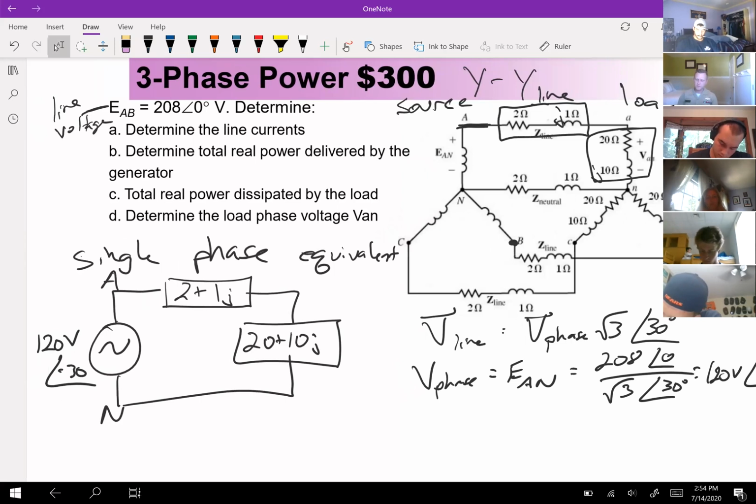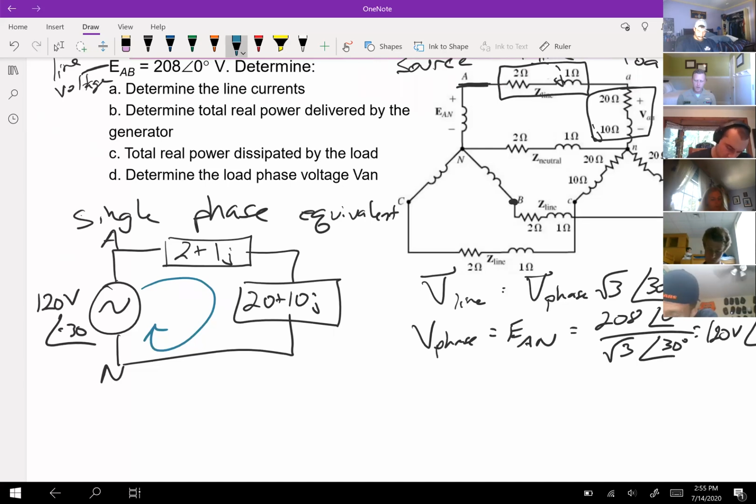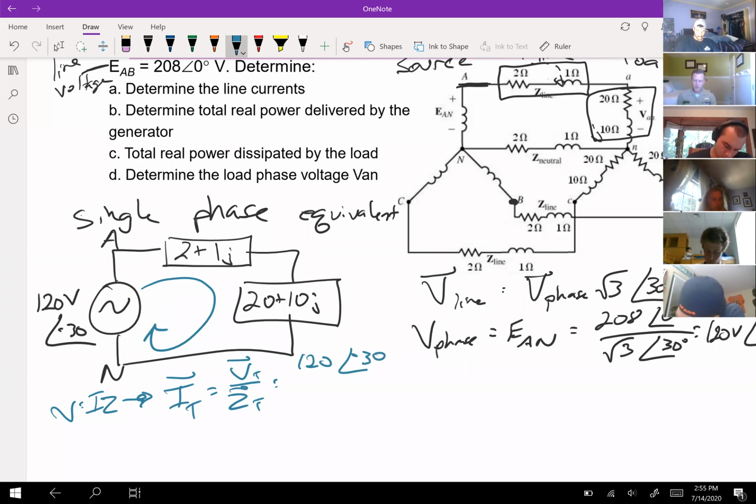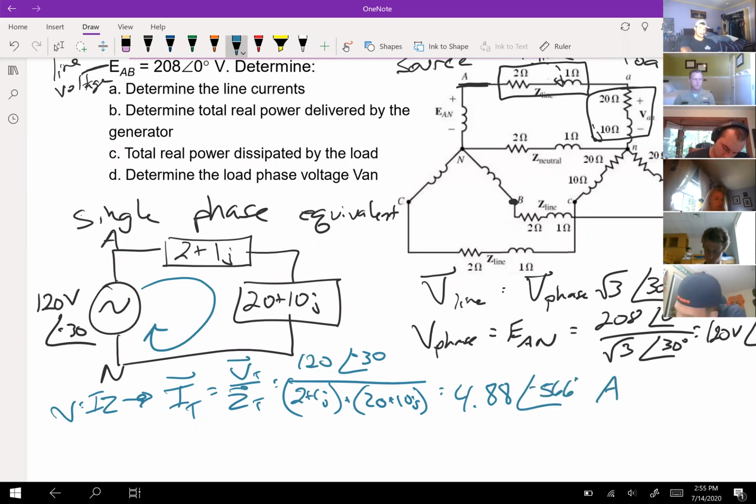Okay, so now I have this single phase equivalent, and the current I'm going to find is pretty easy. Everything in this whole circuit is in series. So V equals IZ, which means that I equals V over Z. The voltage total is 120 angle negative 30, and the Z total is 2 plus 1J plus 20 plus 10J. Plug all that into the calculator, and I get 4.88 angle negative 56.6 amps.